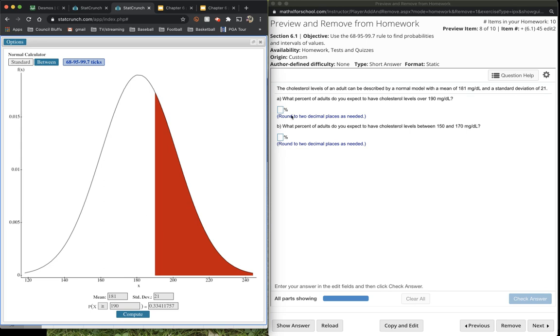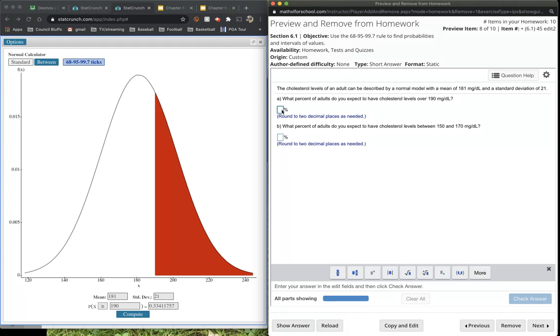Okay. So notice, be careful. Notice this time it says to round to 2 decimal places. So we're going to convert it to a percentage and then round it to 2 decimal places. So that's going to be 33.41%.